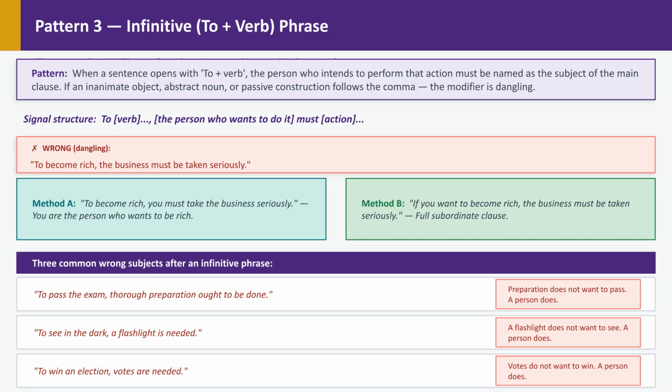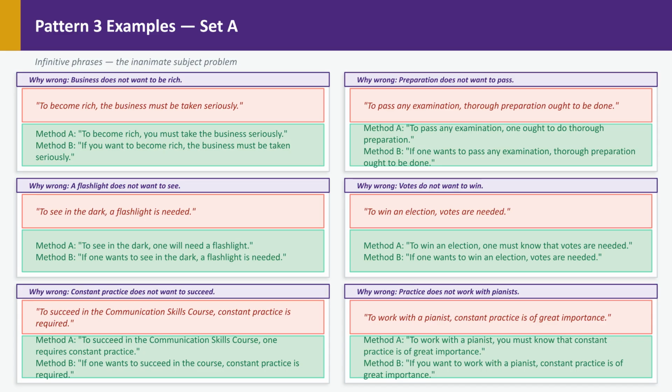If an inanimate object or passive construction follows the comma, the modifier dangles. Note the signal structure: to verb, the person who wants to do it must perform the action. Review this set of Pattern 3 examples. They illustrate how the inanimate subject problem is corrected using both Method A, restructuring the main clause, and Method B, using a subordinate clause.